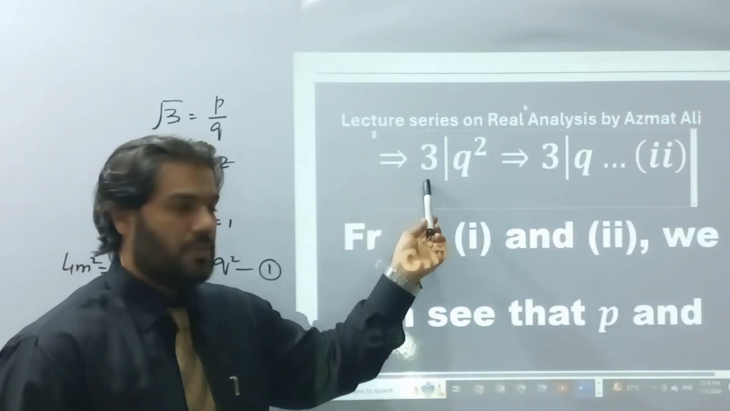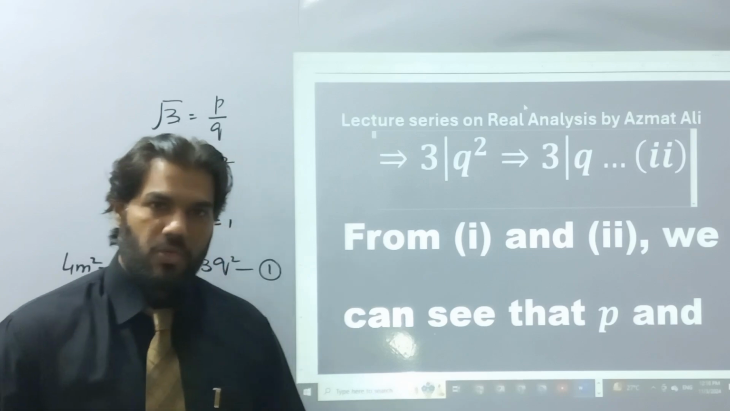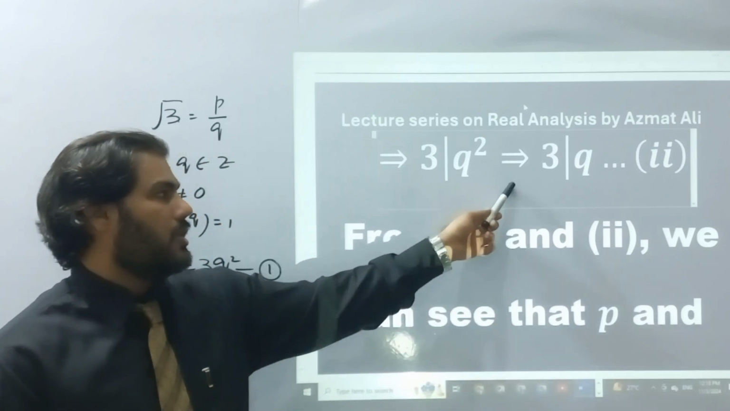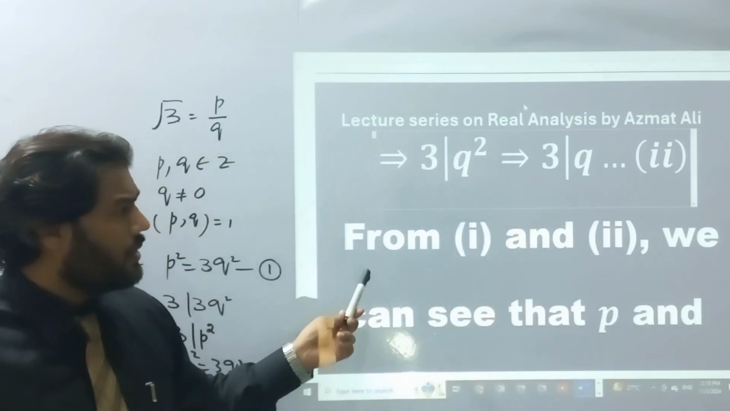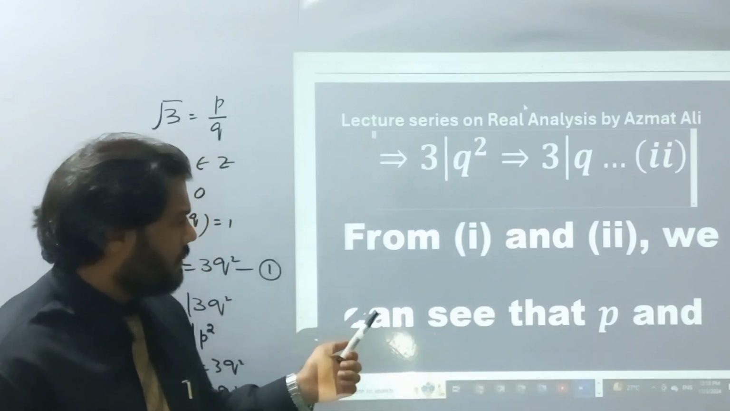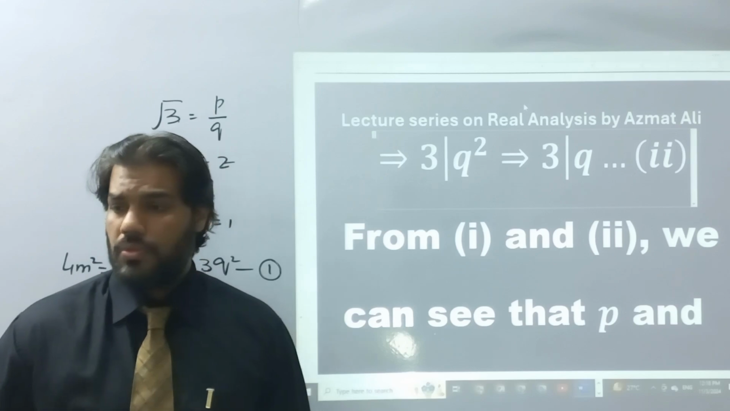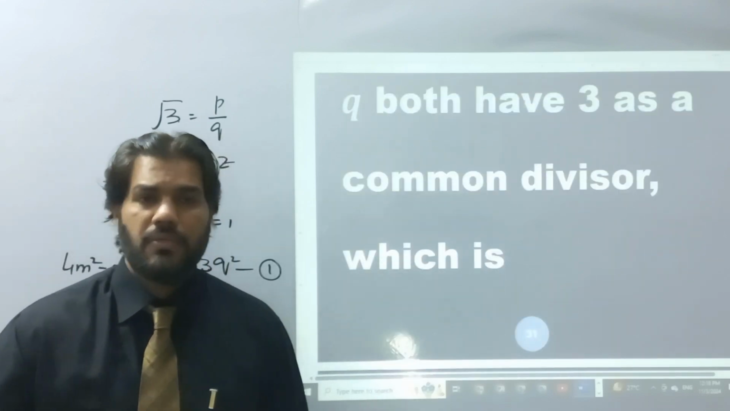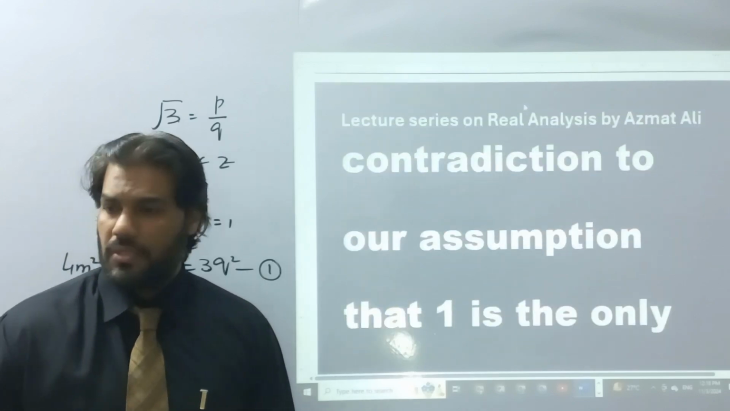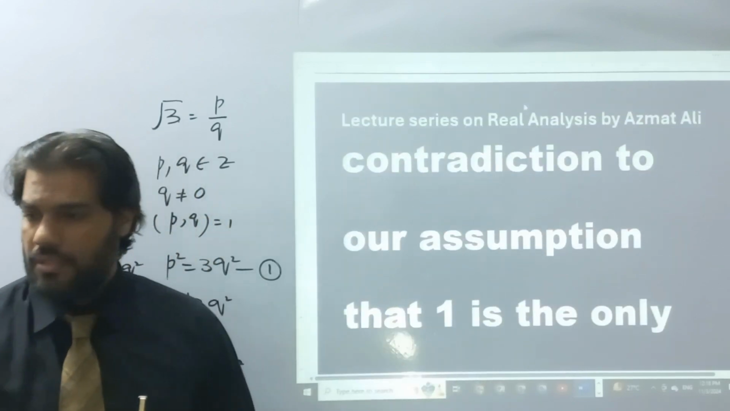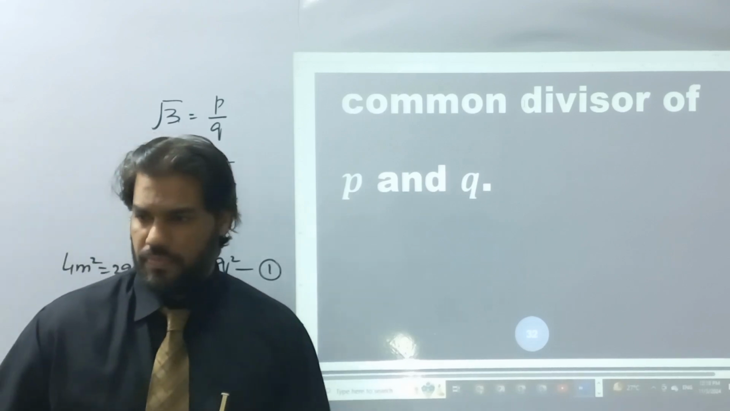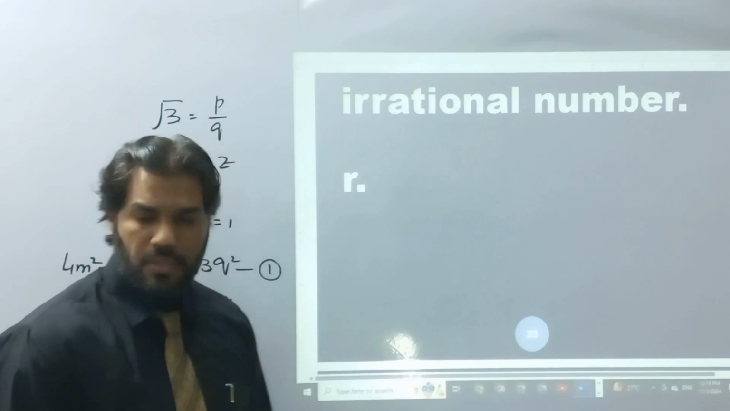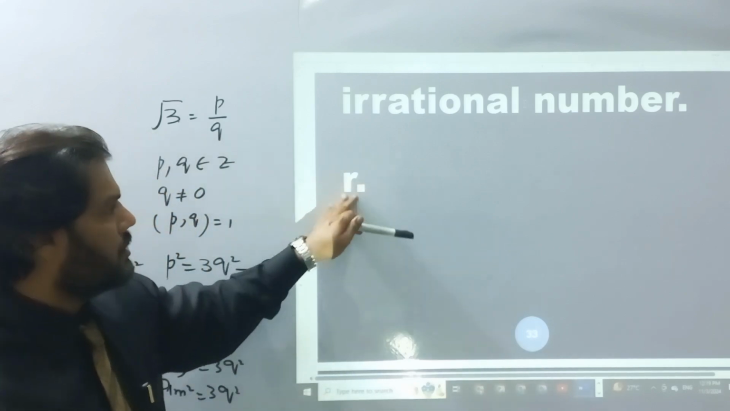This implies that 3 is a prime that divides the square of a number, so 3 divides q square, which implies 3 divides q. From equations 1 and 2, we can see that p and q both have 3 as a common divisor, which is a contradiction to our assumption that 1 is the only common divisor of p and q. Hence our assumption is wrong. So square root 3 is an irrational number.